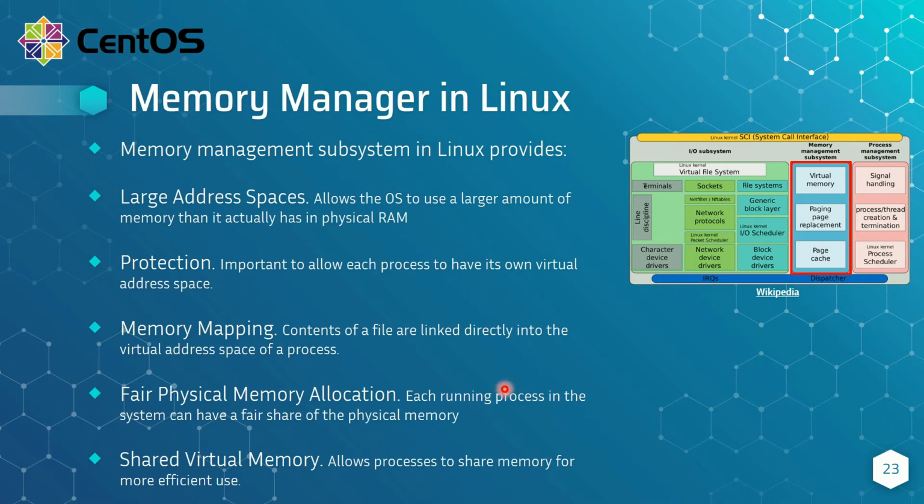And memory mapping: the contents of a file are linked directly into the virtual address space of a process. It also provides us with fair physical memory allocation and shared virtual memory. It allows processes to share memory for more efficient use. An example of this would be a system running the bash command shell. Rather than having several copies of bash, one in each process's virtual address space, it is more efficient to just have one copy in physical memory, and all of the processes running bash share this one.